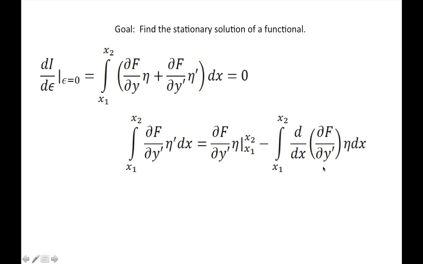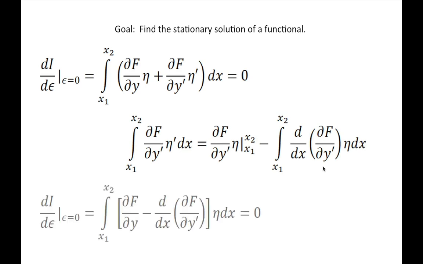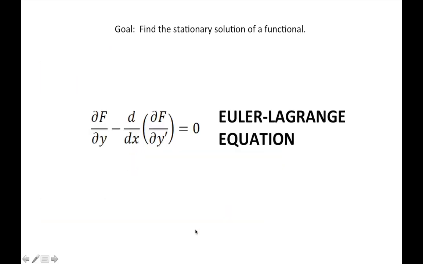Plugging this back into our original equation yields an integral with two terms. Since eta must be arbitrary and can't always be 0, we find that this inner term must be equal to 0. This equation is called the Euler-Lagrange equation, and it gives us a differential equation that we can solve to find the stationary path y of x. It turns out that any variational problem can be solved using this equation because it is completely general.